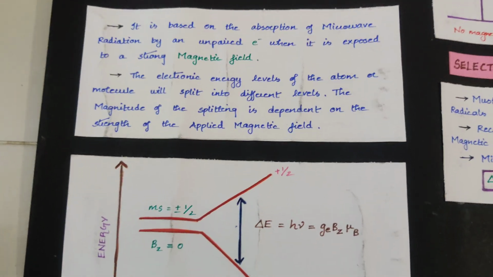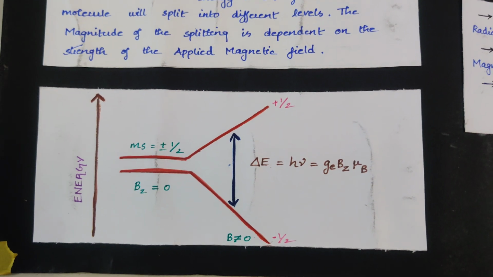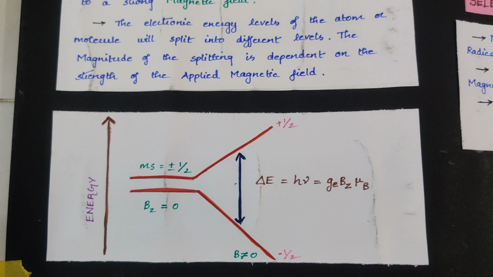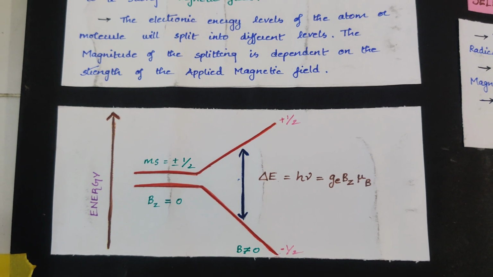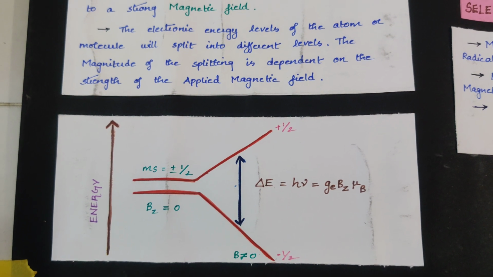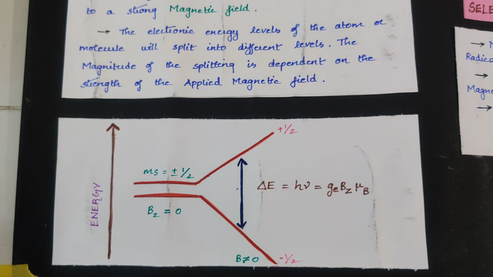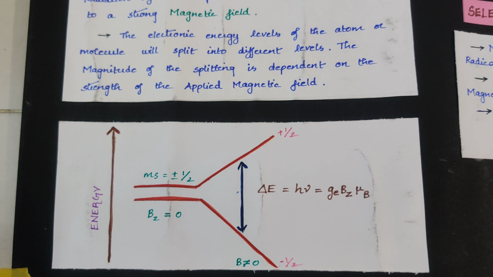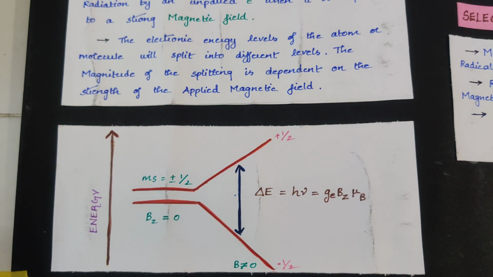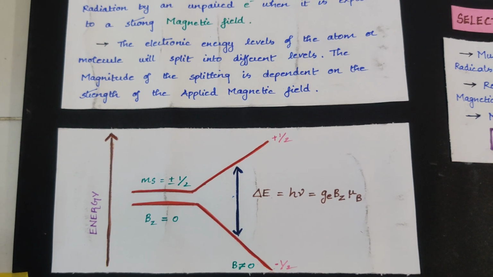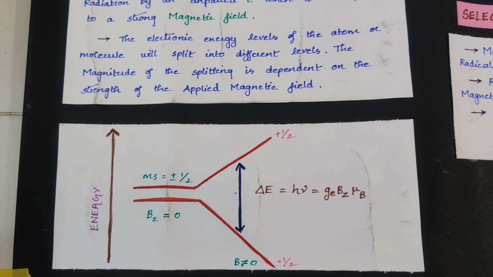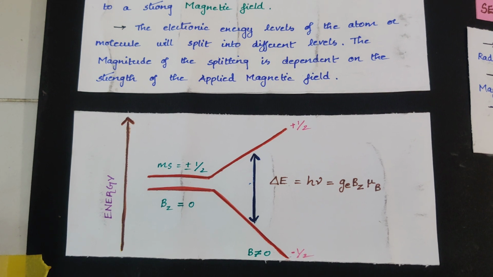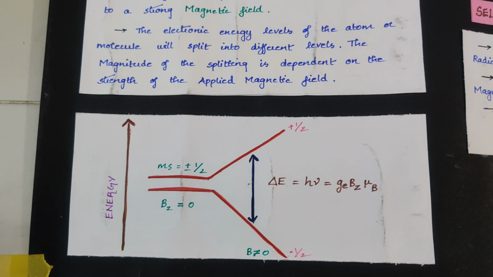If you take a look at this energy diagram, you can see Bz is the magnetic field. When the magnetic field is 0, when we don't apply a magnetic field, the magnetic spin of an unpaired electron will be plus or minus 1/2. It will be in a degenerate state, right? So if the electron spins in the plus or minus 1/2 state when there is no magnetic field, it will be in a degenerate state.